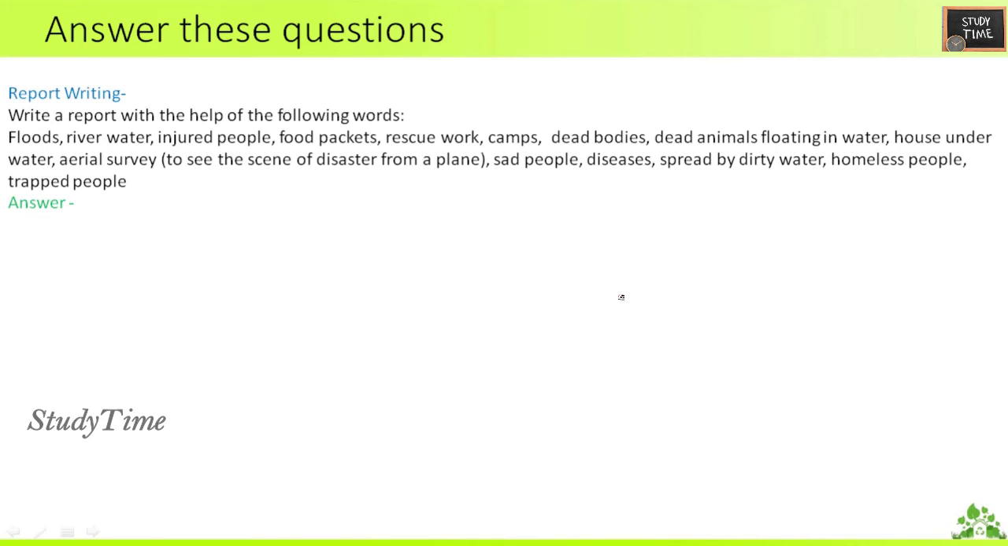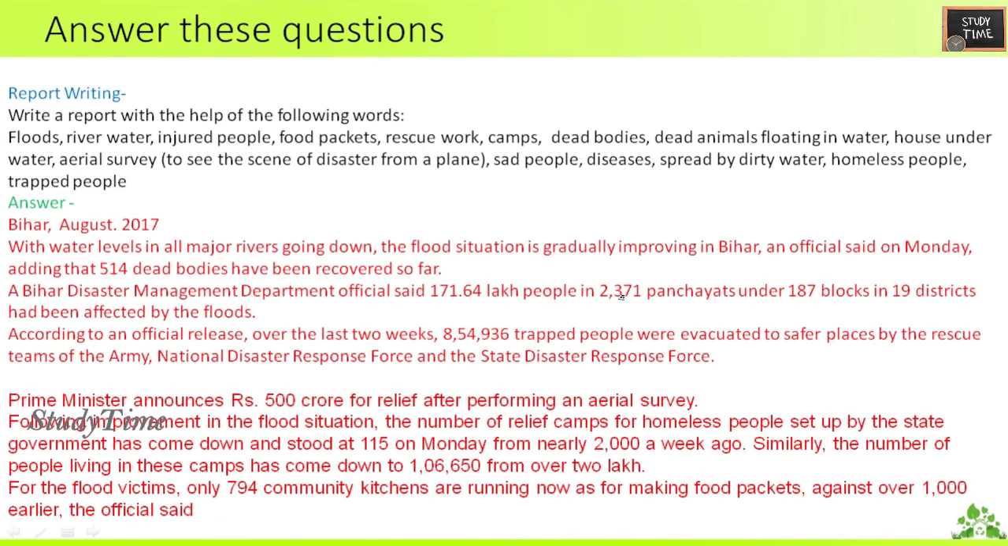Report writing. Write a report with the help of the following words: floods, river water, injured people, food packets, rescue work, camps, dead bodies, dead animals floating in water, house underwater, aerial survey, sad people, diseases spread by dirty water, homeless people, trapped people. Here I have written a paragraph. You can also write a report using the following words. Just pause the video, write it down in your notebook and check with the answer which is given on the screen.